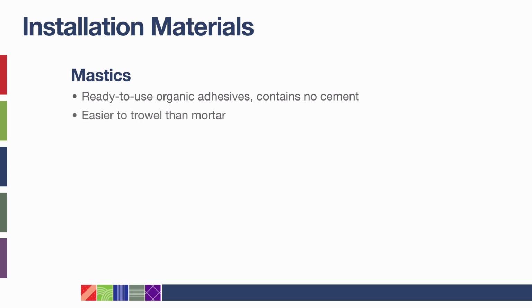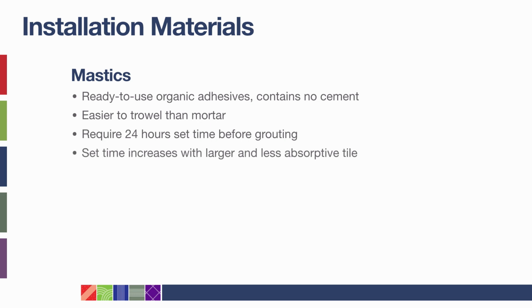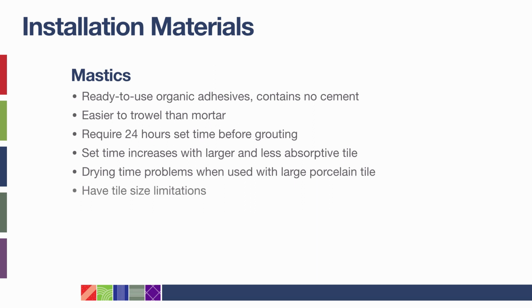It is considered easier to use than mortar because it is easy to trowel. However, it typically requires at least 24 hours to set before grouting, and setting time increases when it is used with larger and less absorptive tile. This is because mastics are pre-mixed materials that do not contain cement. Mastics also have drying issues with large porcelain tile. Mastics may have size limitations and are suitable only for interior installations without waterproof membranes.